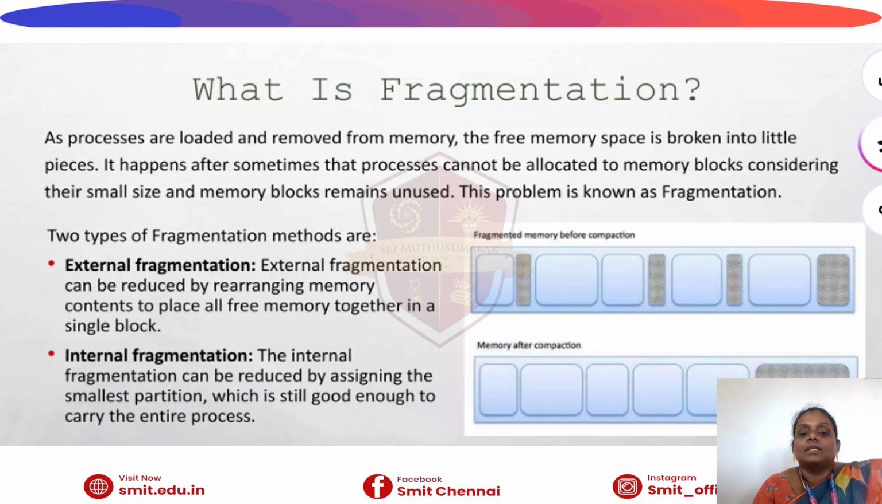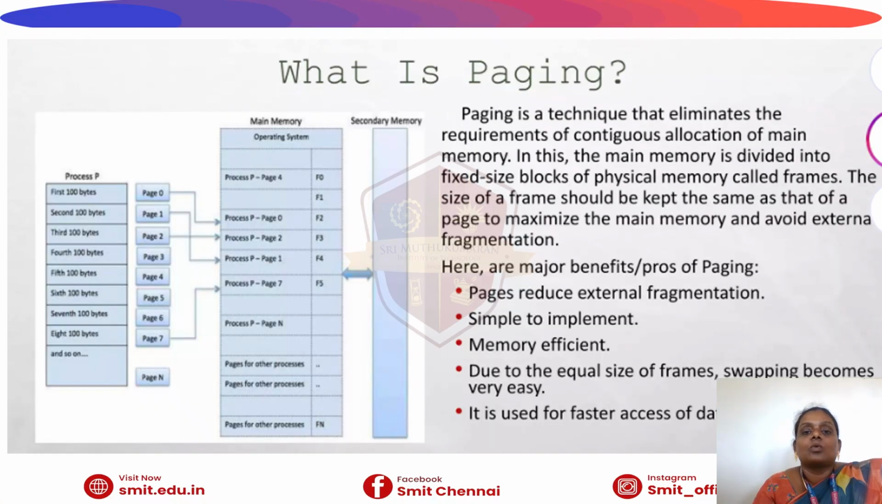Internal fragmentation: in memory we can run n number of processes. P1 allocates some memory, process P2 allocates some memory, process P3 allocates some memory. The remaining block space is the internal fragmentation. External fragmentation can be reduced by rearranging memory contents to place all free memory together in a single block.